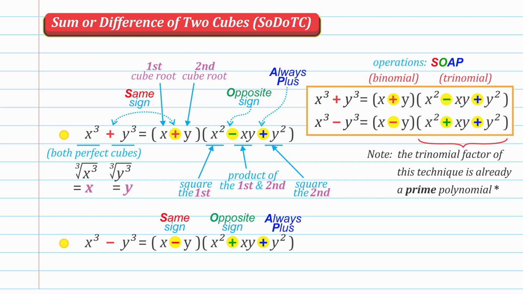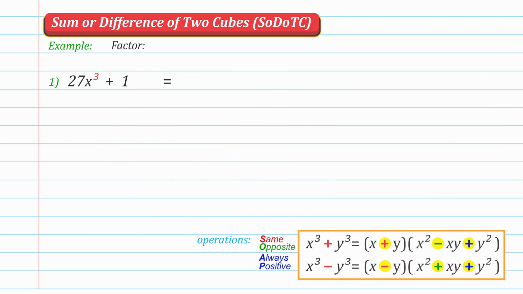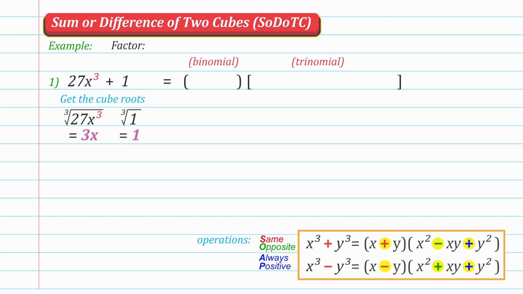Okay, let's do example number 1. Let's factor this binomial, 27x³ plus 1. Step 1. Get the cube roots of the terms. The cube root of 27 is 3. And the cube root of x³ is x. And of course, the cube root of 1 is 1. So, this is a sum of two perfect cubes. We are thus expecting a binomial and a trinomial as factors.